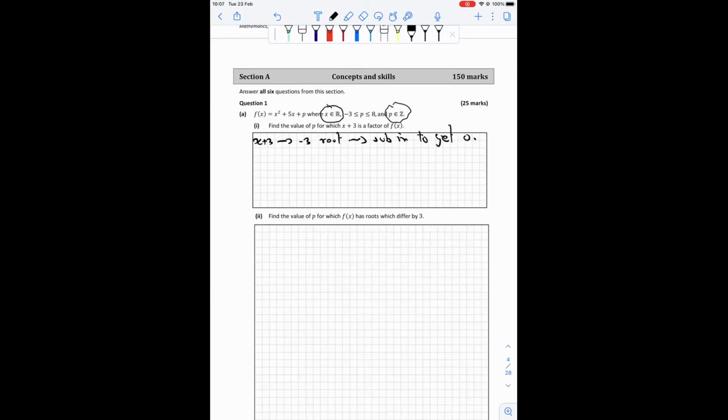So we'll sub that for the x. So we get (-3) squared plus 5 times -3 plus p. That has to give us 0 because -3 is a root. -3 squared is 9. 5 times -3 is -15. Plus p equals 0. So p, if we rearrange, we get that p equals 6. 6 is in the interval. It's between -3 and 8. Therefore, that's our answer.